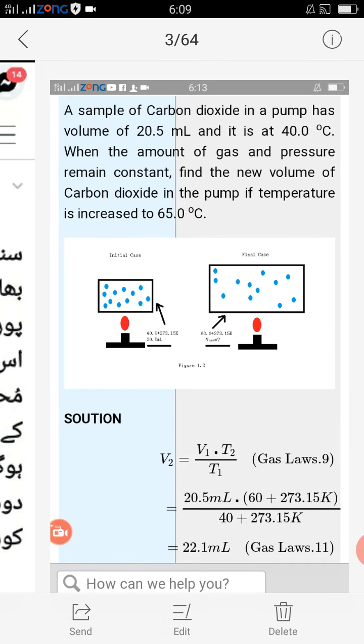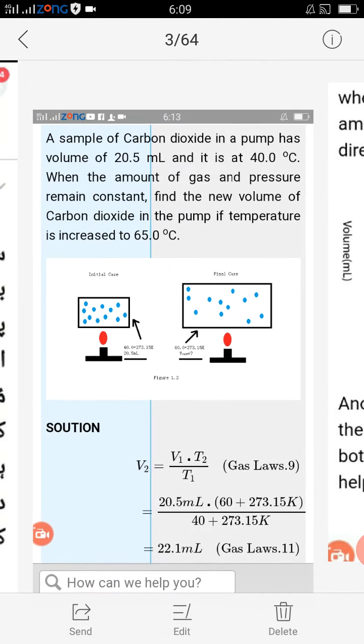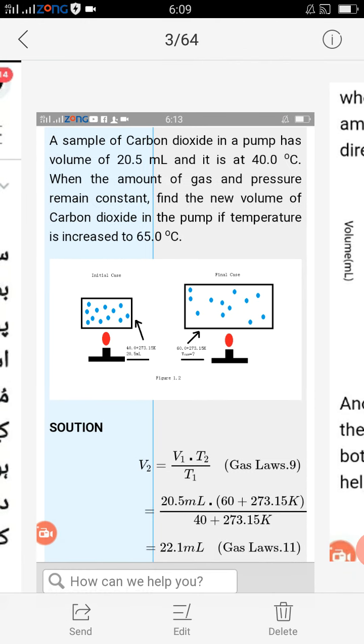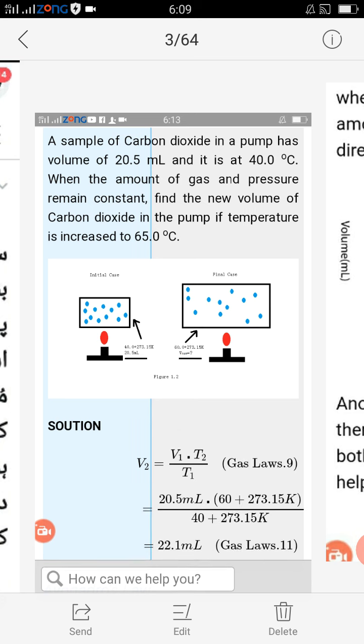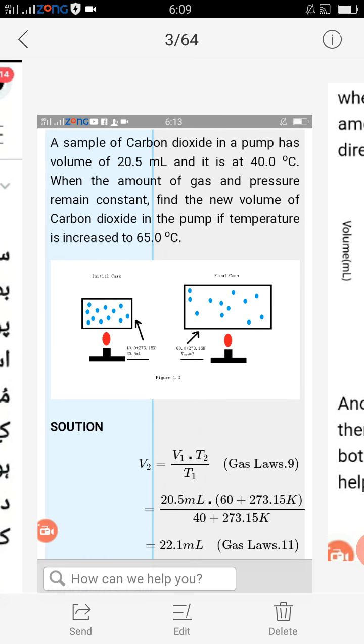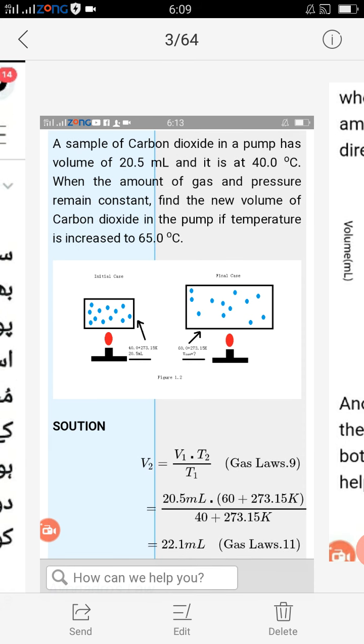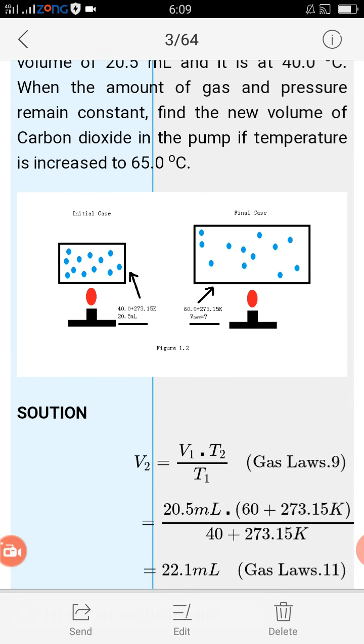Now consider the sample. A sample of carbon dioxide in a pump has a volume of 20.5 ml and it is at 40 centigrade. When the amount of gas and pressure remain constant, find the new volume of carbon dioxide in the pump if the temperature is increased to 65.0 centigrade.